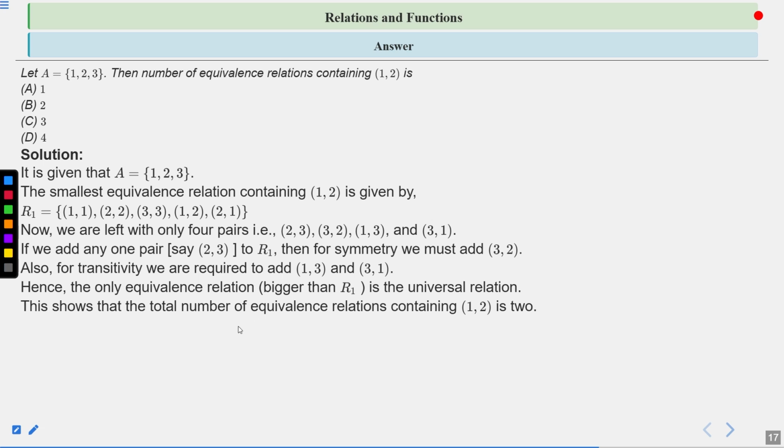This shows that the total number of equivalence relations containing 1 2 is 2, right? There must be only 2 relations which contain 1 2 and are equivalence relations. So there are 2 relations. Got it? The correct answer is option B, right? So there will be 2 relations.